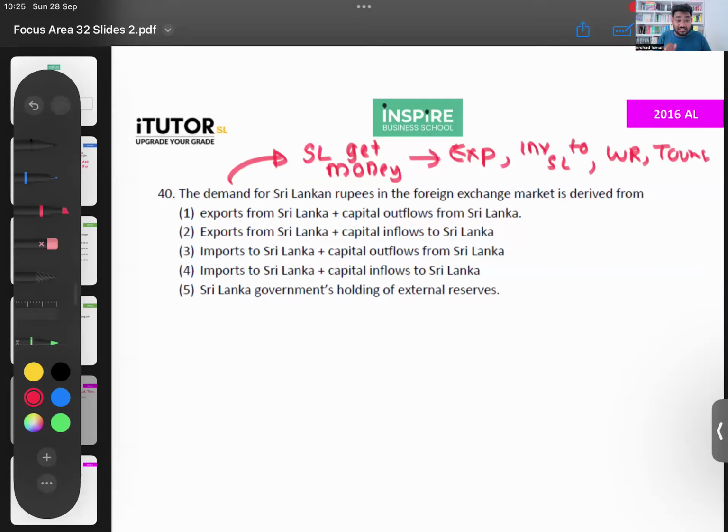So look for the answer that goes in line with that. The demand for Sri Lankan rupee is derived from any money coming in. So talk about any money coming in. Answer number 2. Exports from Sri Lanka and capital inflows to Sri Lanka.